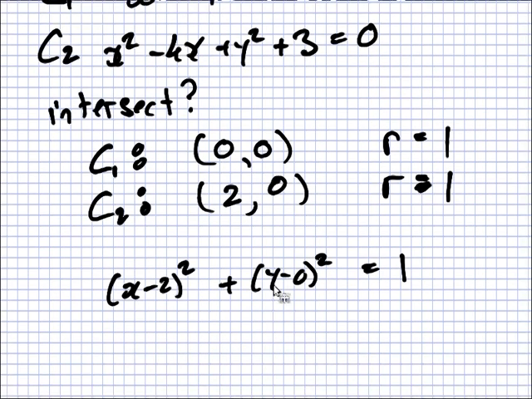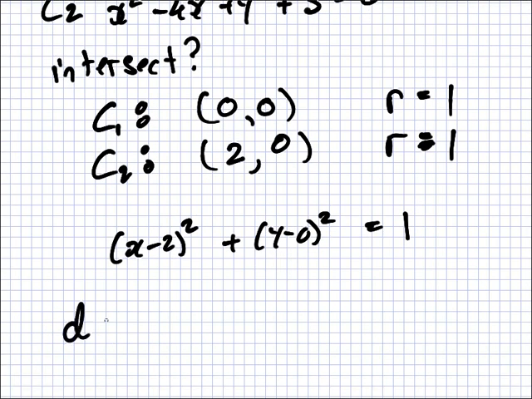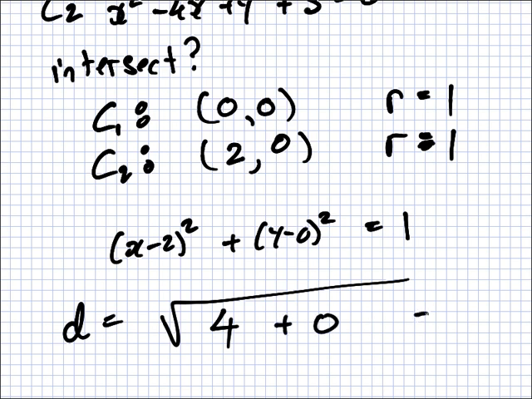So, if you forgot, we calculate the distance using the formula: square root of the difference in the x's squared plus the difference in the y's squared. So what's the difference between 0 and 2? 2, 2 squared is 4. And the difference between 0 and 0? 0 squared, 0. So this is equal to 2. So do they intersect or not? Yes, they do, at 1 point.